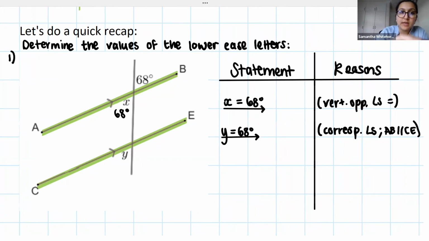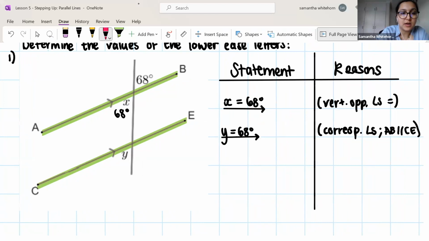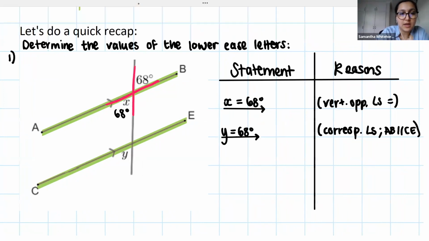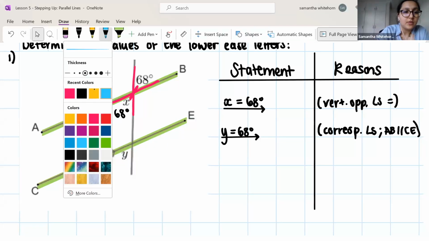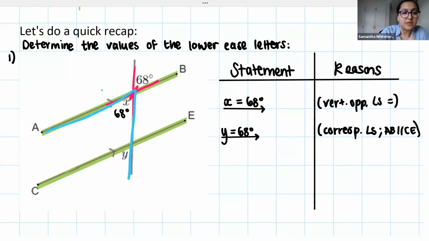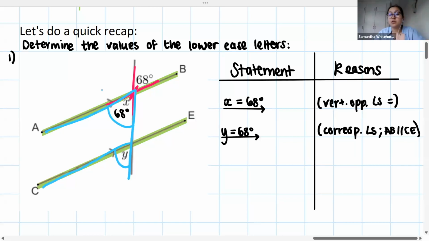So just quickly recap. X was vertically opposite. See that cross shape there? X and 68 are vertically opposite to each other. And then the Y, oopsie, I've got this F shape, this backwards F shape. And so 68 and Y correspond with each other. And that's it. Those are your two answers.